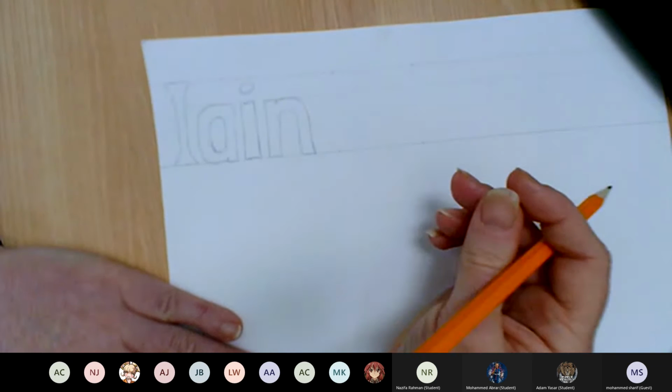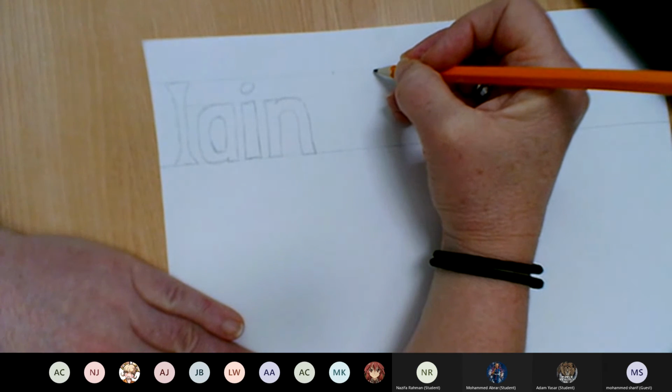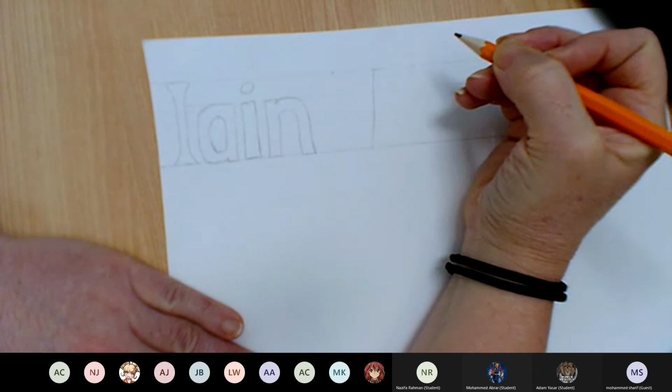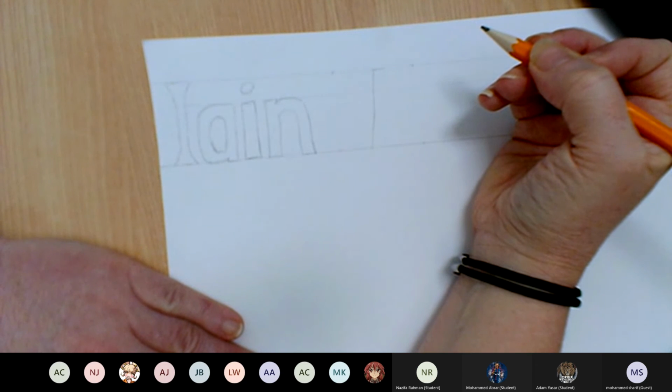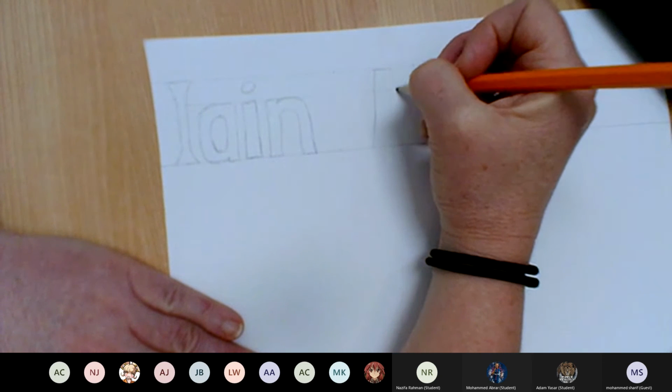Okay. Can you all see my example? So you need to think of your lettering. It needs to be well presented. Am I doing it too light? Lauren can see it, but Mohammed can't. That's interesting.